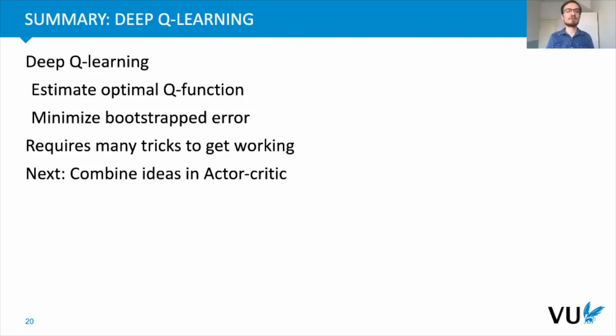So to summarize deep Q-learning, we estimate the optimal Q function, which we defined using this very nice recursion. This allows us to minimize this bootstrap error. However, deep Q-learning is not that easy to get working. It requires many annoying tricks, so you will have to implement those if you really want to get it working. Next, we're going to look at actor-critic algorithms, which actually combine some of the ideas from Q-learning with policy gradients.